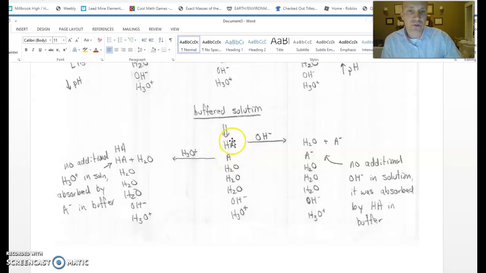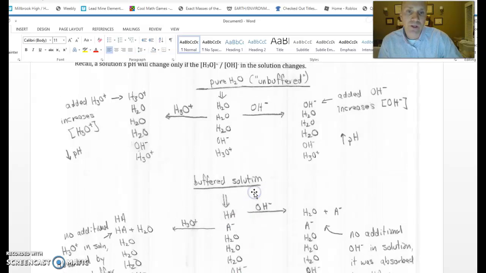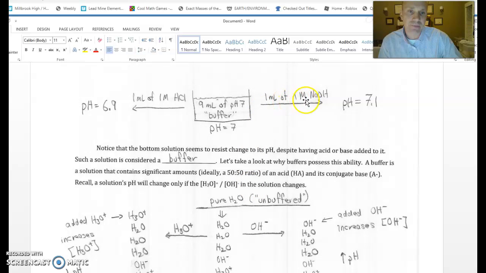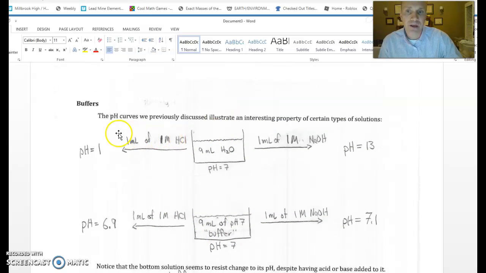So long story short, the HA would absorb any added hydroxide. The A minus would absorb any added H3O plus. The ratios of the OH minus and the H3O plus don't change. And I do want to point out that this is a little bit of an oversimplification. Notice that when you add the strong base, you do get a slight increase in the pH. With strong acid, you do get a slight drop in the pH, but nothing compared to what you have if you added it to an unbuffered solution.